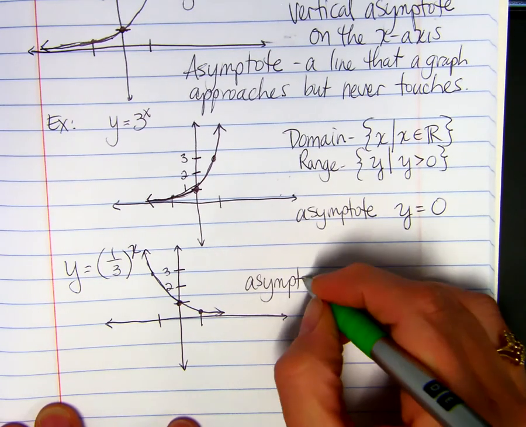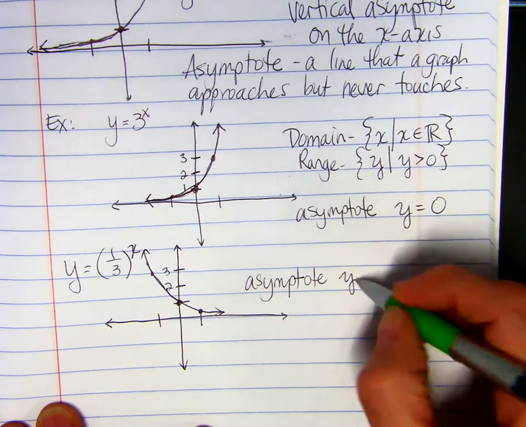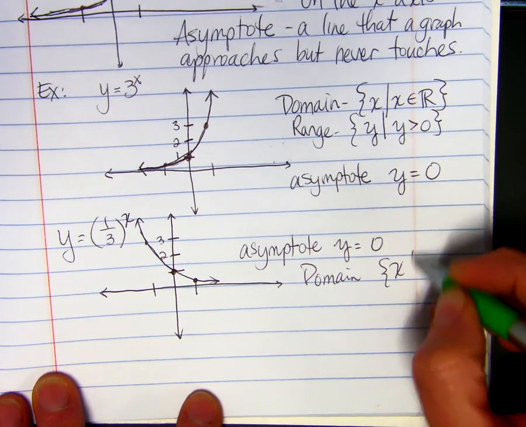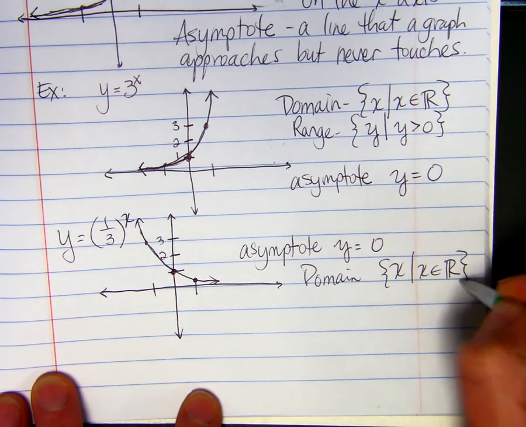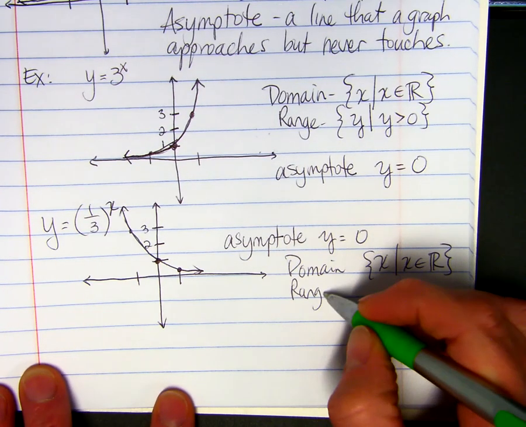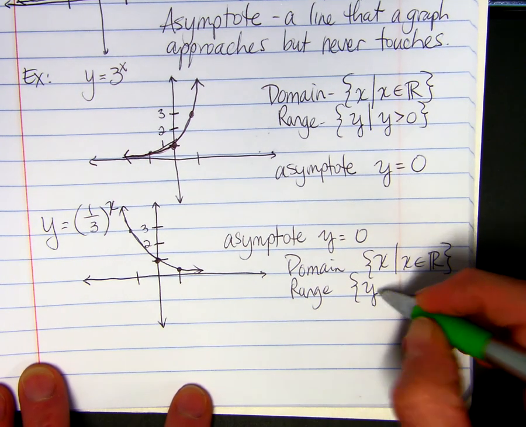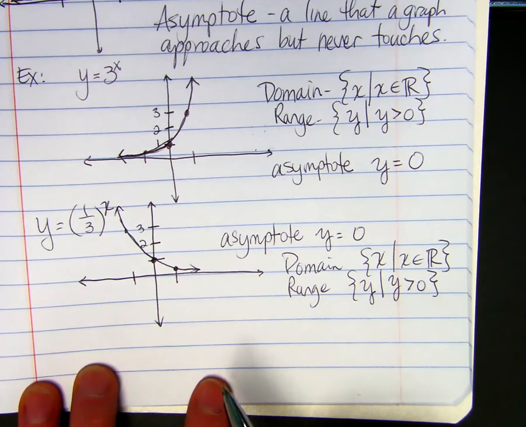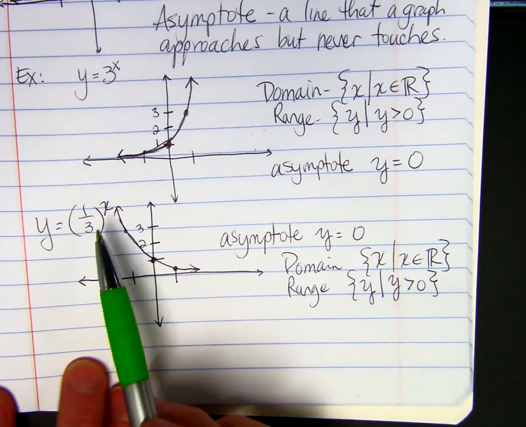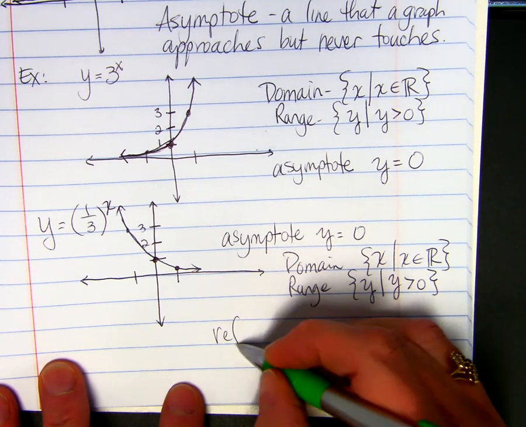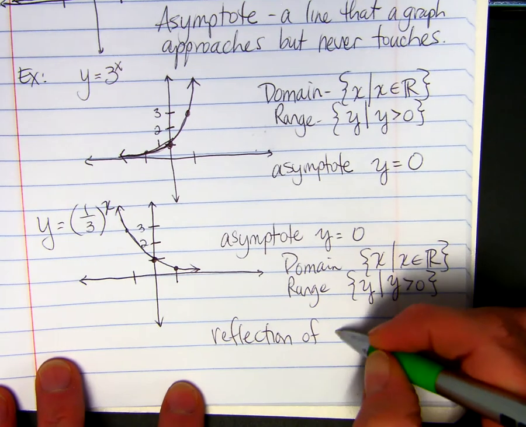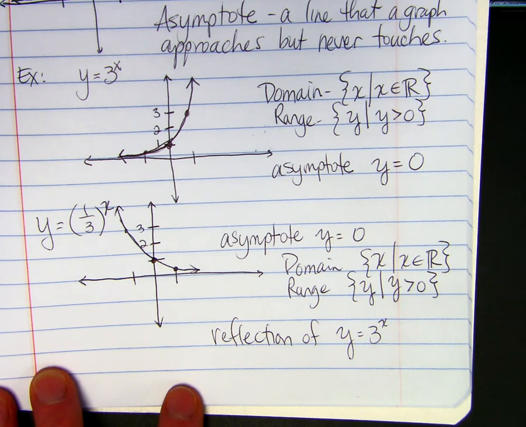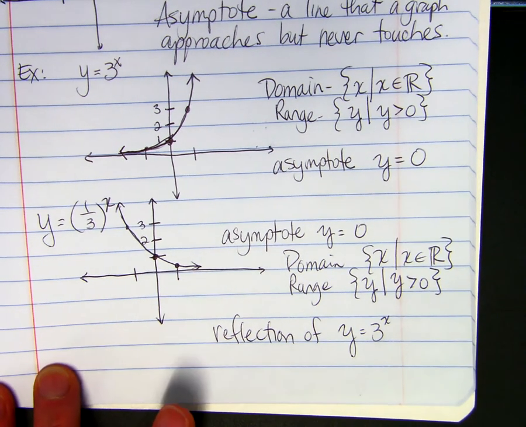The asymptote is y equals 0. The domain is all values of x such that x is contained in the set of real numbers. The range is all real numbers y such that y is greater than 0. So notice we have the same domain and range. And this particular graph is just a reflection of y equals 3 to the x power. So it just reflected there in the y-axis.